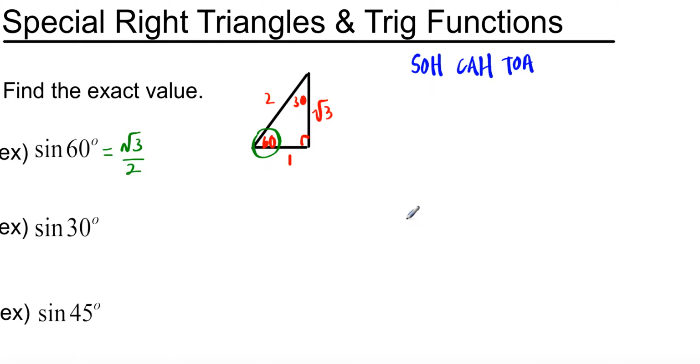Let's go ahead and do sine of 30 degrees. And 30 degrees is right here. Definition of sine is opposite over the hypotenuse. So we go opposite of 30 degrees, and that's 1. And the hypotenuse is still 2. So the sine of 30 is 1/2. We're leaving these as fractions, and we're leaving these with rational pieces because we want to find exact values.